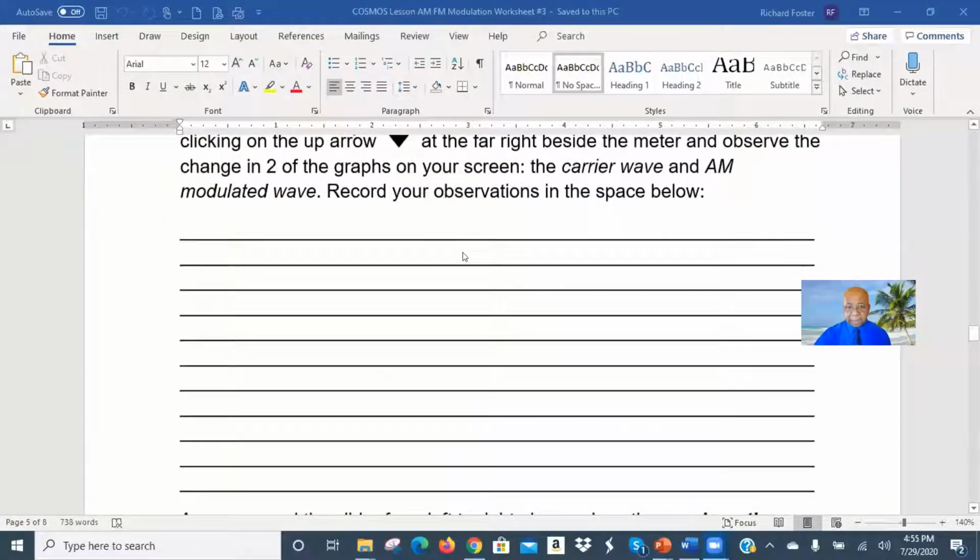Everybody should be writing right here now. Everybody should be writing their observations from what they just saw right here. You have 1 minute. Write your observations right there, the changes you saw that took place. You have less than a minute.